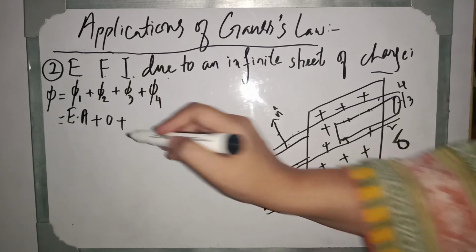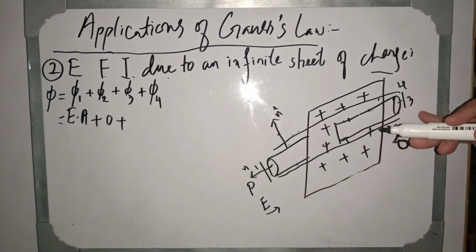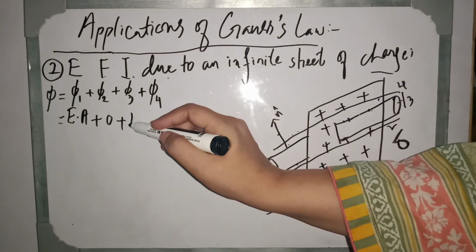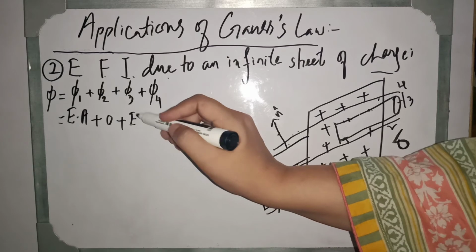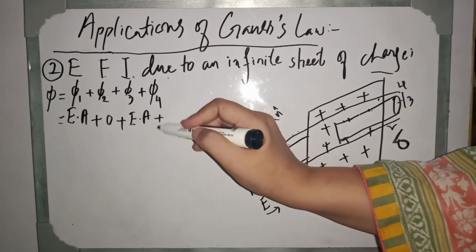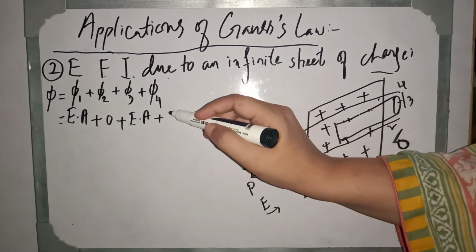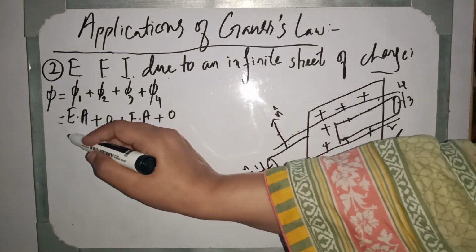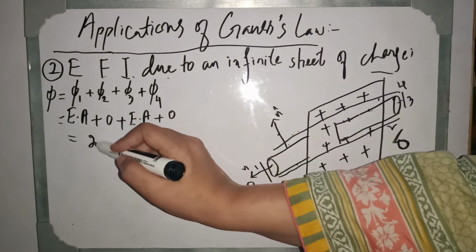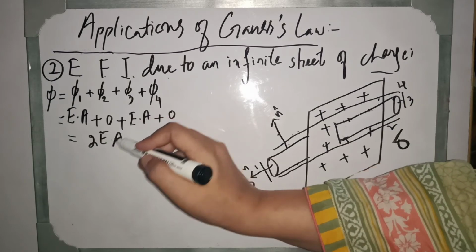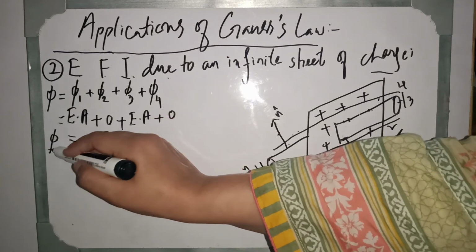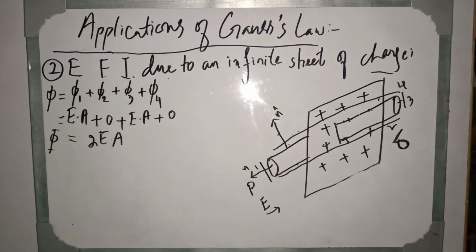When I take surface 3, it is again an end face, so through this end face flux is equal to E dot A. And when I think about the fourth surface, again it is curved, so flux is 0. When I add all these values, I will get 2 E dot A. This is the total flux passing through this Gaussian surface, that is 2EA by the two faces of the surface.